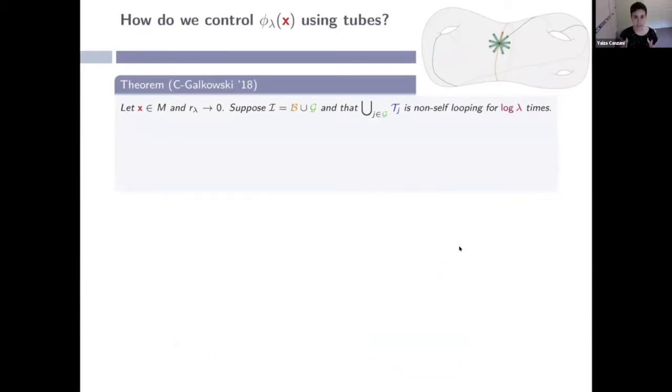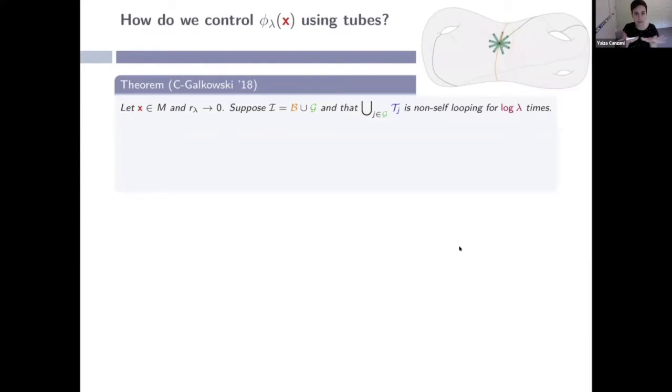And what we are going to need is to be able to split your family of tubes, the entire family of tubes, into two groups. So we are going to have the bad tubes and the good tubes. Bad tubes throughout the talk are going to be orange, good tubes are going to be green. And what good means is that this collection of good tubes needs to be non-self-looping for logarithmic times. So here in this picture, you look at all the green tubes, and now you flow them out using the geodesic flow for time log lambda. And what you're requiring is that these flows should not loop back to themselves for logarithmic time. In the picture, this tube here is orange because it is looping back.